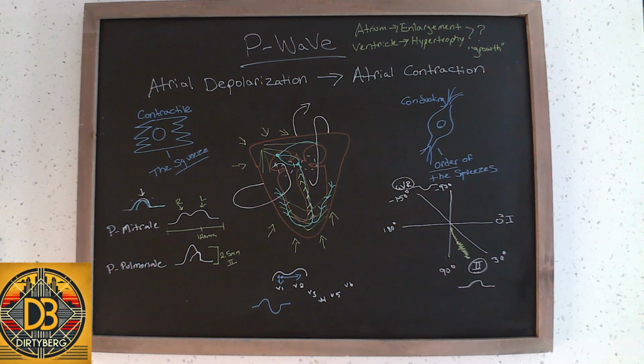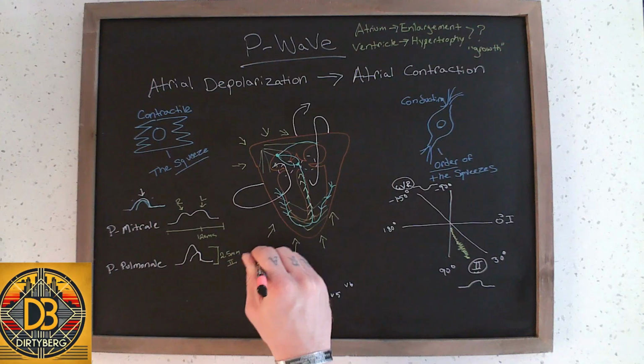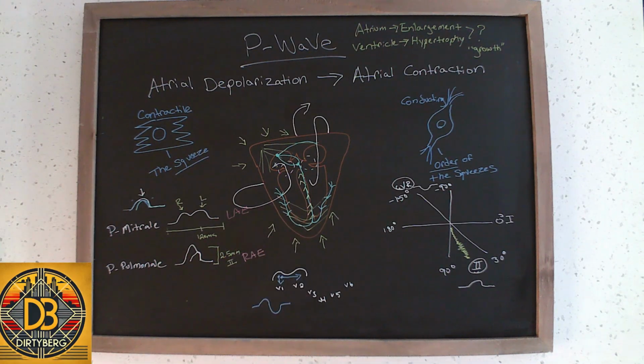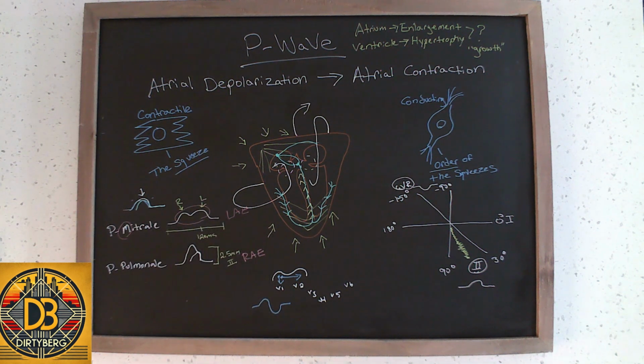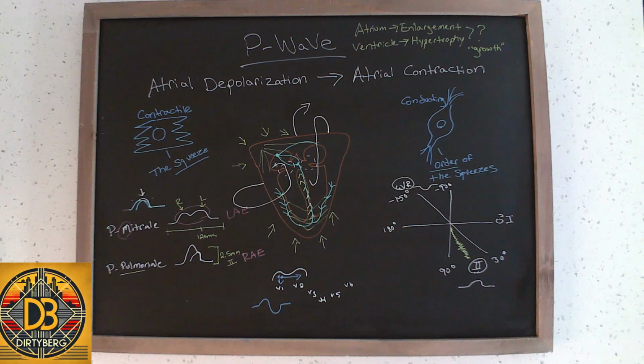P pulmonale, or the peaked P waves we saw earlier, are seen with right atrial enlargement. And P mitral, or the bifid waves, are seen with left atrial enlargement. The way I remembered which was which is that the bifid morphology kind of looks like an M for mitral. P pulmonale is usually due to pulmonary hypertension, hence the name pulmonale, because of right-sided heart failure, or cor pulmonale.